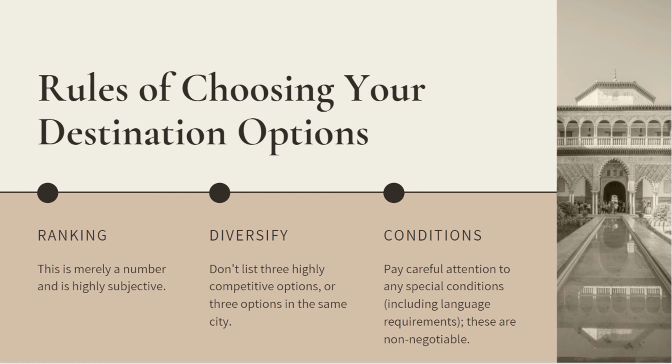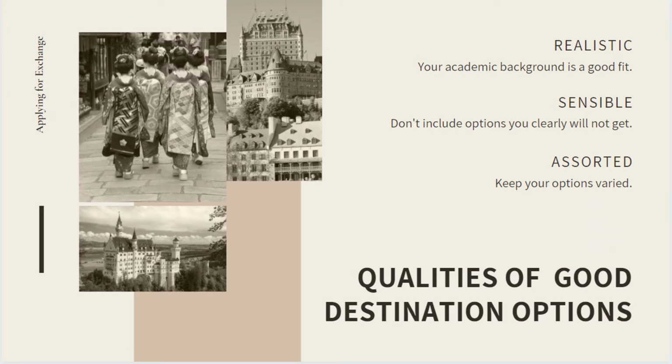So when remembering the rules of choosing destination options, also remember that a diverse range of options where you will meet any special conditions or requirements is helpful. So, as long as your list of destination options is realistic, sensible, and assorted, you are following the qualities of good destination research and selection. This will increase your likelihood of being allocated to one of these options.